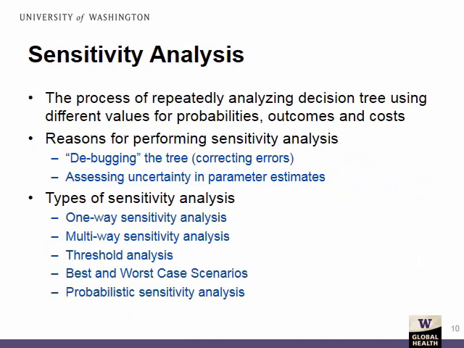Let's move on to sensitivity analysis, and we've been speaking about it for quite a while now. So let's now discuss what exactly sensitivity analysis is. It's the process of repeatedly analyzing the tree using different values for probabilities, outcomes, and cost. The reason for doing this is to check for errors, which we people involved in modeling call debugging the model, and then the other one is to assess uncertainty, like I said.